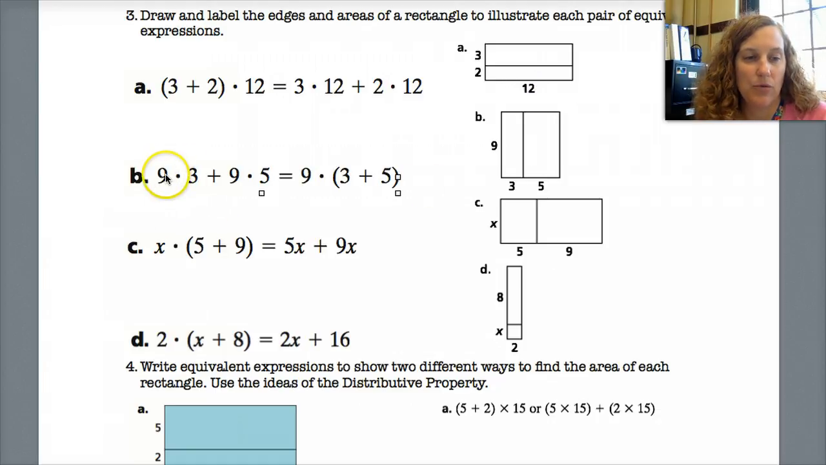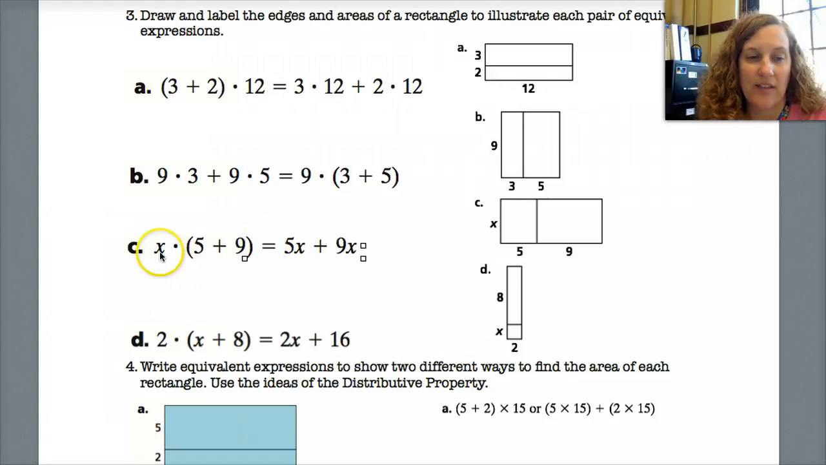For B, we have 9 times 3 plus 9 times 5. What that tells me is that I have one side that is 9 and another side that's 3 and 5, which is what they say over here, 9 times 3 plus 5. So I have one side that's 9, one side that's 3 plus 5. X times 5 plus 9 equals 5x plus 5, 9.